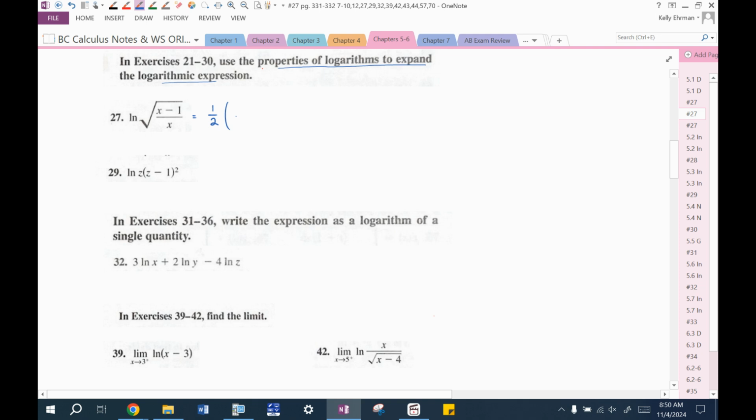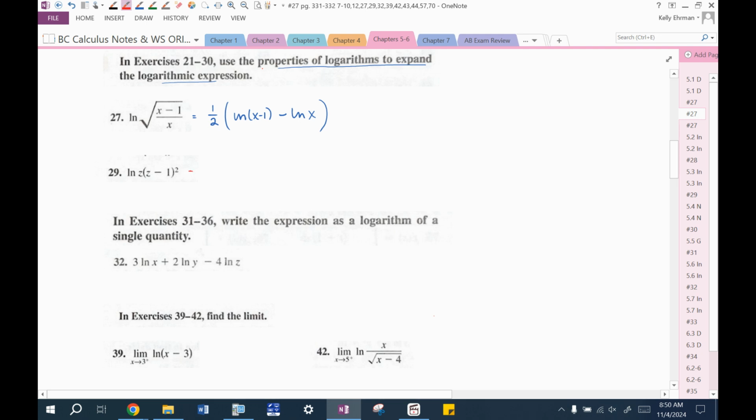Then we need to separate this. We have the natural log of x minus 1. It's being divided by x, so it's going to be subtracting the natural log of x. You can't break this down any further. Addition or subtraction inside of a logarithm does not get expanded out. It's only multiplication and division and powers. So that's as far as that goes.